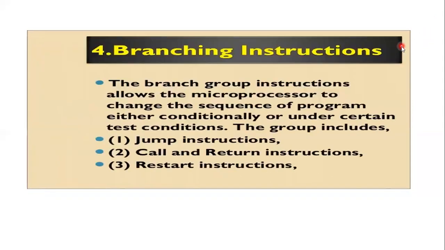Next one is the branching instructions. You know what branching is? The control will transfer from one place to another place. The branch group of instructions allows the microprocessor to change the sequence of the program either conditionally or unconditionally. So there are three kinds of branching instructions. One is the jump instruction. Then another is the call and return instructions, and the restart instructions.